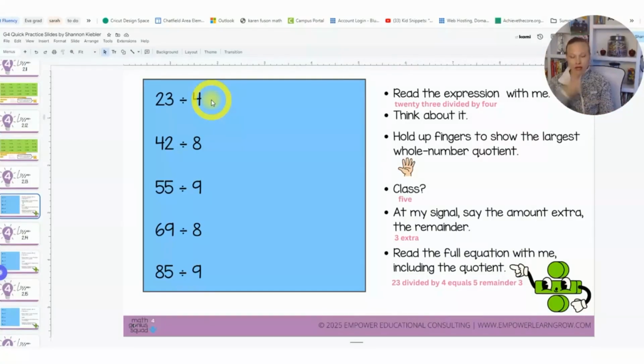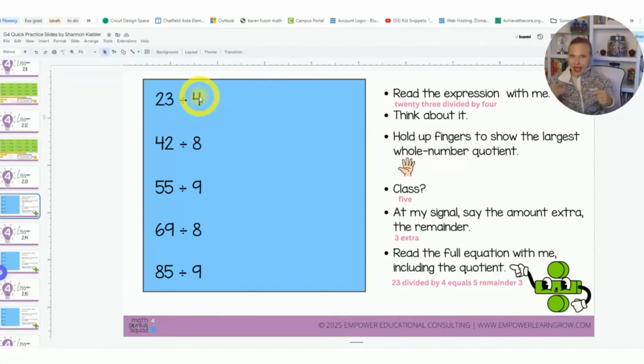23 divided by 4. I'm thinking 4, 8, 12, 16, 20. I know that I can get that many out. Okay, I have 5 here. I'm thinking 5 times 4 is 20. How many more do I need to get to 23? Class, 3 extra. Say the whole thing. 23 divided by 4 equals 5, remainder 3.